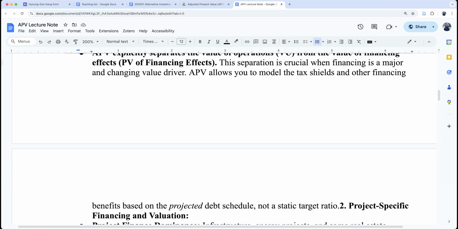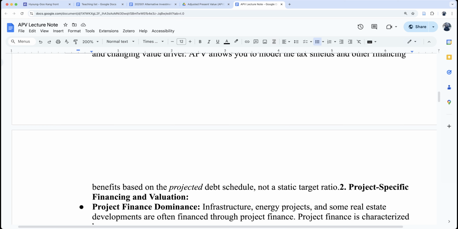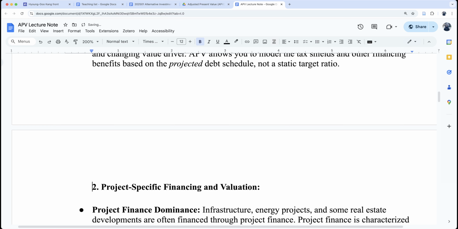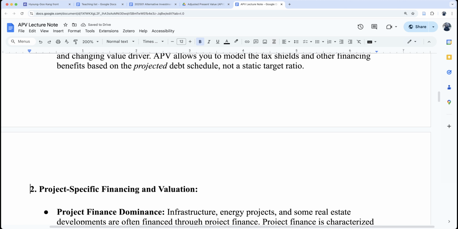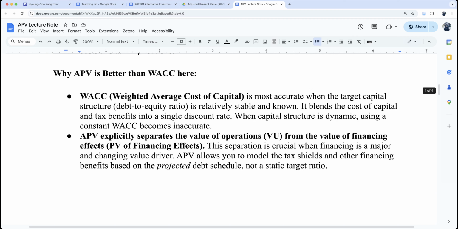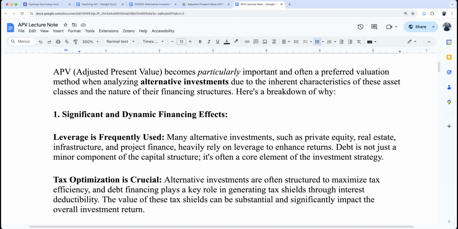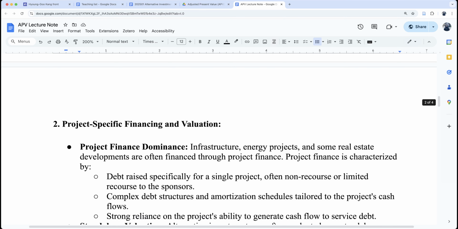Other financial benefit based on project. Okay. Now, second, project specific financing and valuation. Okay, so yeah, about project specific financing valuation, project finance dominance.